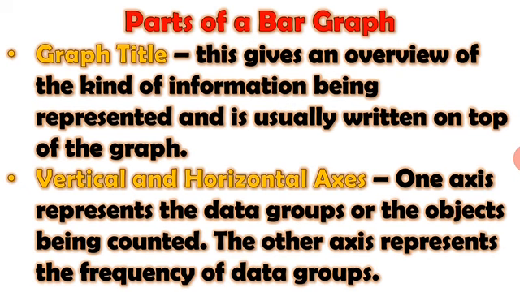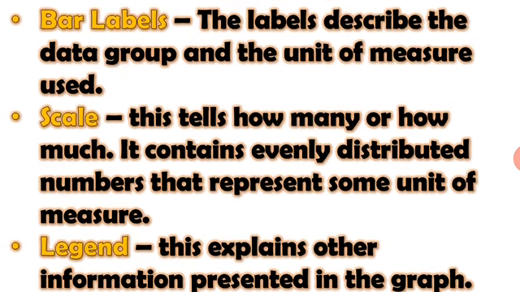So, parts of a bar graph. Graph title. This gives an overview of the kind of information being represented and is usually written on the top of the graph. Next is the vertical and horizontal axis. One axis represents the data groups or the objects being counted, and the other axis represents the frequency or data groups.